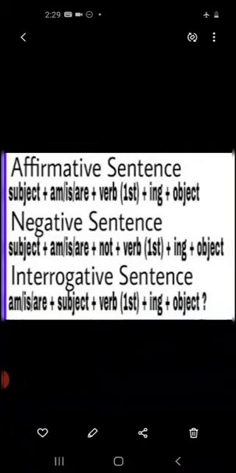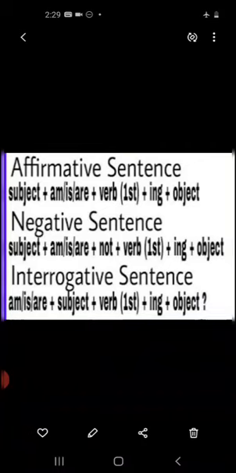If you want to make the sentence negative, then after the helping verb we write not. Have a look at the structure. Subject plus am, is, are plus not plus first form of the verb plus ing. If you want to make the sentence interrogative, then we have to put these helping verbs before the subject. So the structure will be am, is, are plus subject plus first form of the verb plus ing, then object.